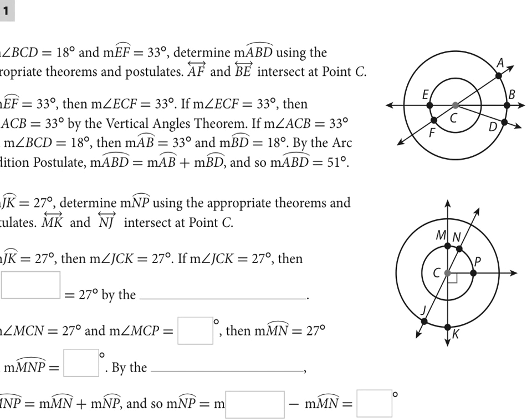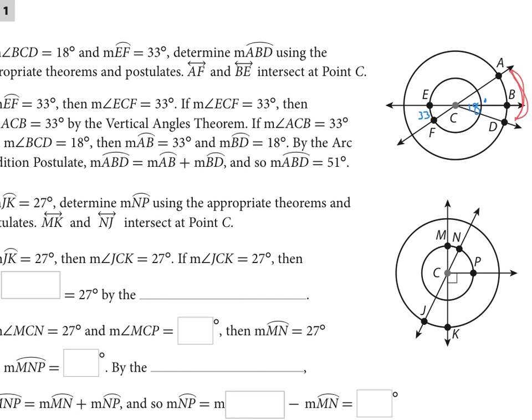The measure of angle BCD is 18 degrees, so that's inside here. And then the measure of arc EF is 33 degrees, so that's out here. Determine the measure of arc ABD using the appropriate theorems and postulates. And we're told that lines AF and BE are lines that intersect at the center point C. So again, what we're being asked to find is how big is this arc here on the outside.